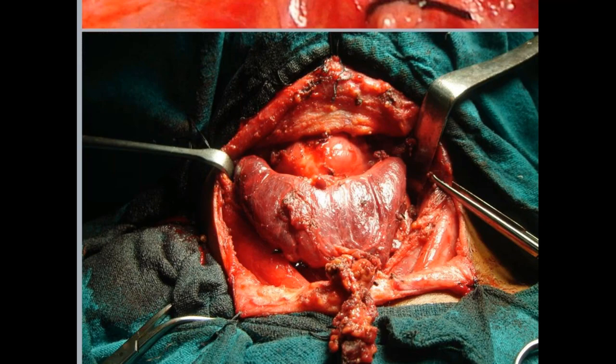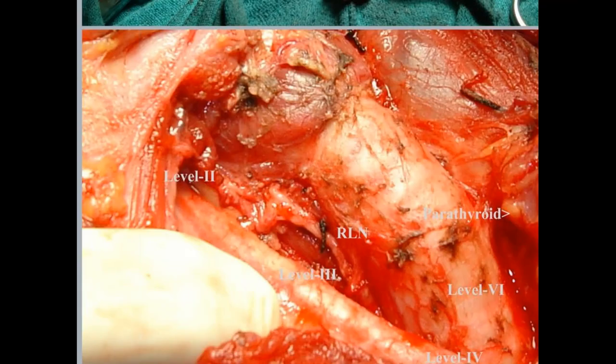Now, recurrent laryngeal nerve, central compartment and all the levels can be seen clearly. I'll urge you to have a look at the video of the same, because you can't play the video here and discuss. We'll probably have questions at the end. So these are the surgical details that we wanted to share with you.